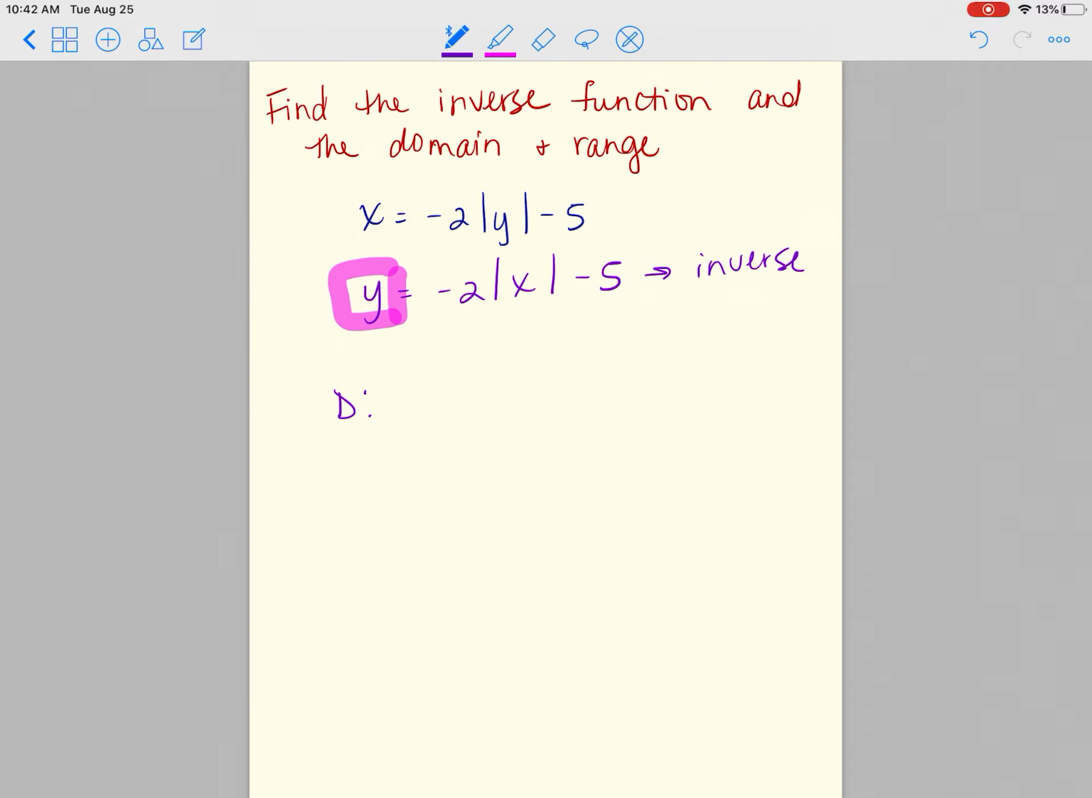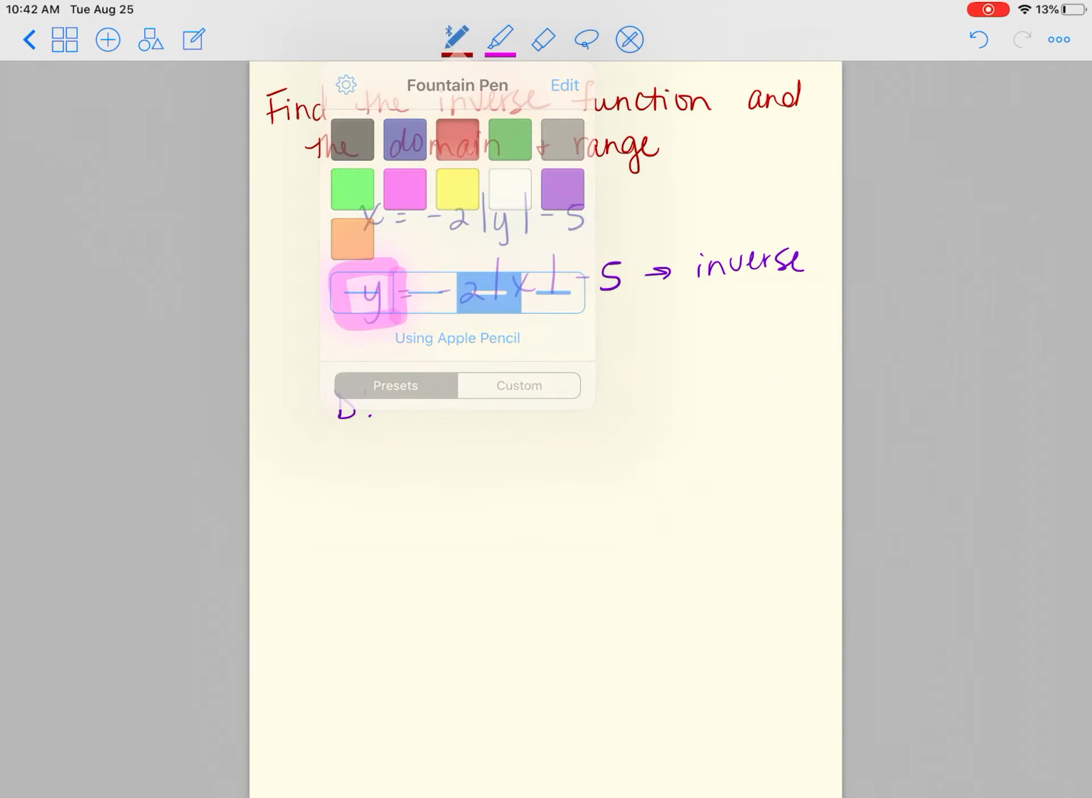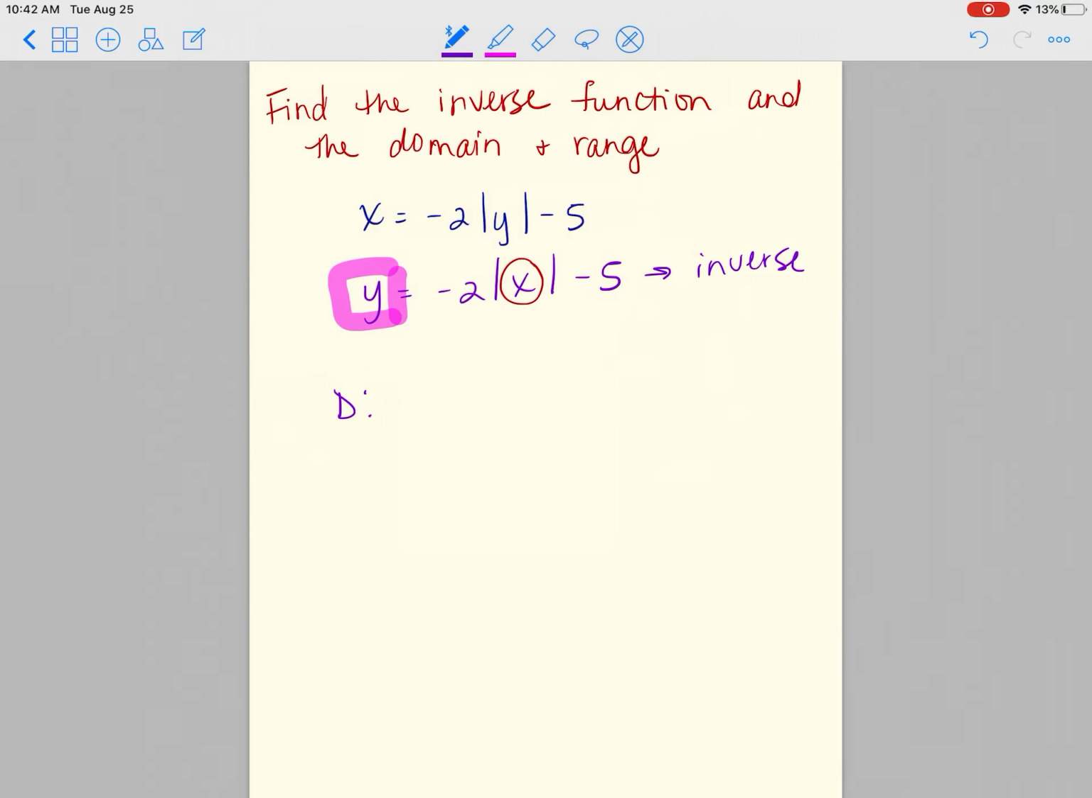So, my domain, are there any restrictions on plugging in a number for x? No, there's not. I can plug in any number. I can plug in 0. Absolute value of 0 is 0. I can plug in positive numbers. I can find the absolute value of all positive numbers. I can plug in negative numbers. I can find the absolute value of all negative numbers. They just become positive. So there's no restriction on what I can plug in for x. So my domain is all real numbers, or if you want to write it in interval notation, negative infinity to positive infinity.